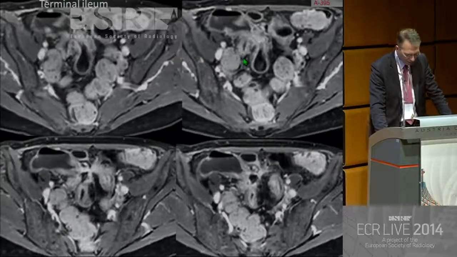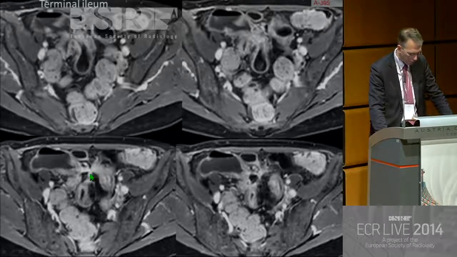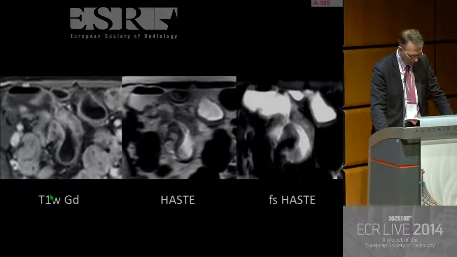We can say there is a layered signal intensity. And if you look at the other slices close by, you can see this is also the stenosis, and here we can see the fistula. So this is really a complex of fistulas connecting several small bowel loops, and also here. And now you can see the T1 weighted, the HASTE and the fat-set HASTE. You can see here once again the same image. You can see the thickened wall. You can see the layered signal intensity over here.